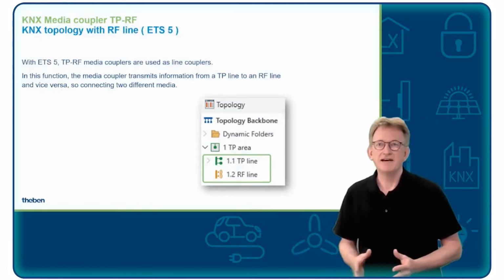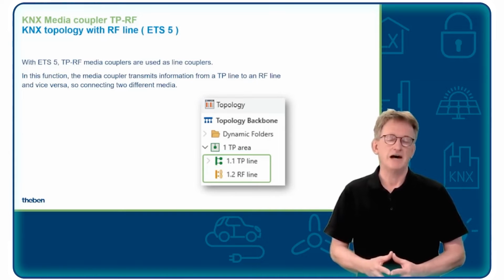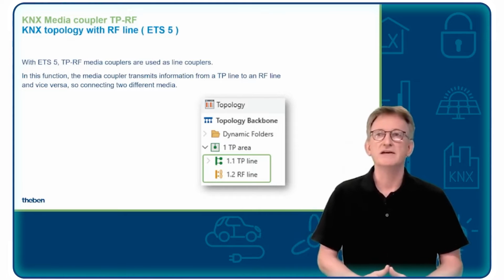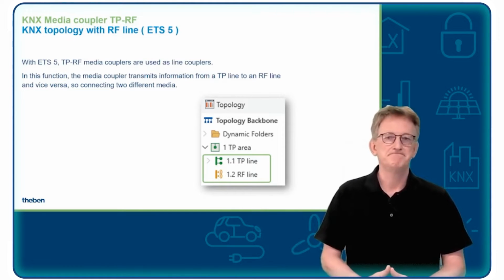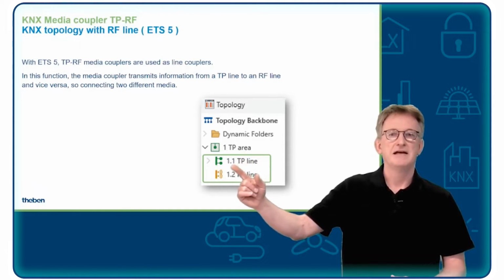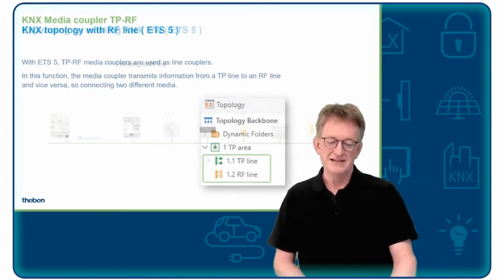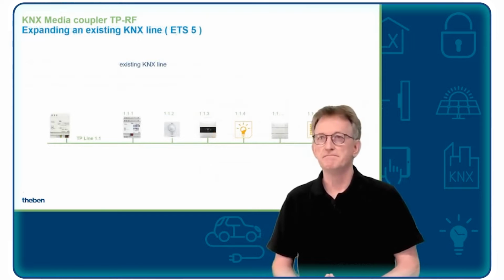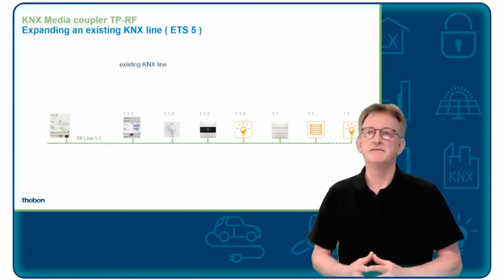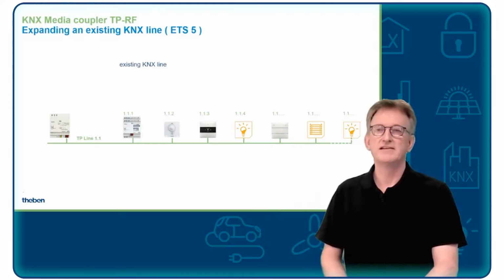So in ETS 5, you already had the possibility to set up RF environments. This is getting more and more popular and also important. It was pretty simple. You just added to your existing TP area line an additional RF line, and that was it. Very easy to implement. So how does it look in real life? You have, as I've already mentioned, a standard KNX line, power supply, several devices, all with unique physical addresses, fine.